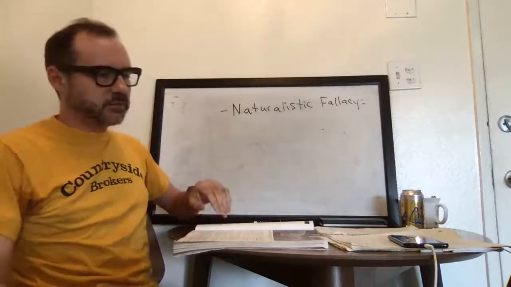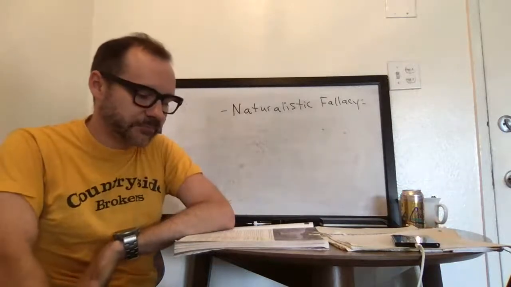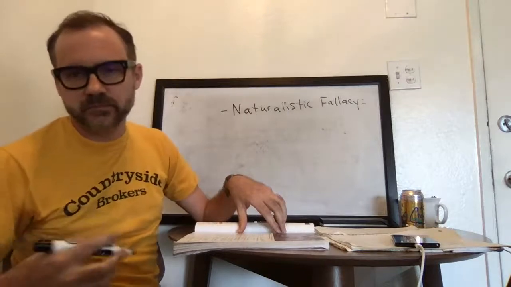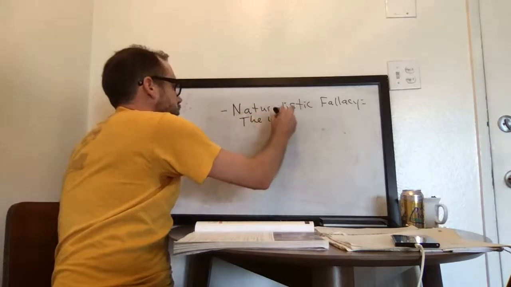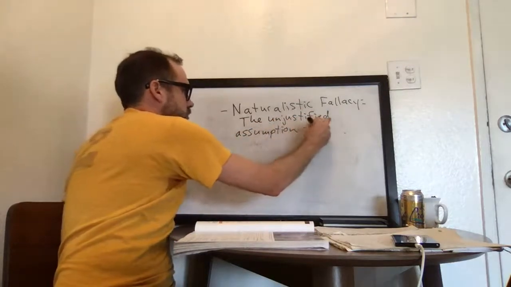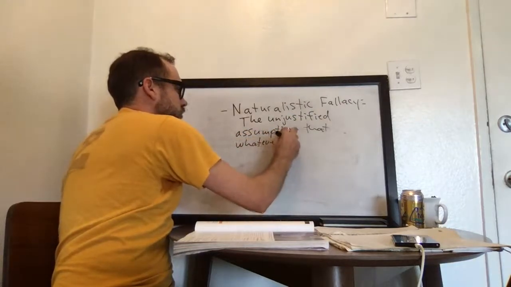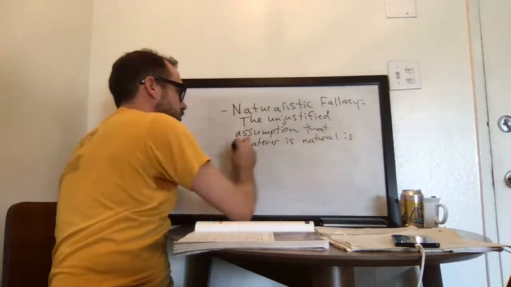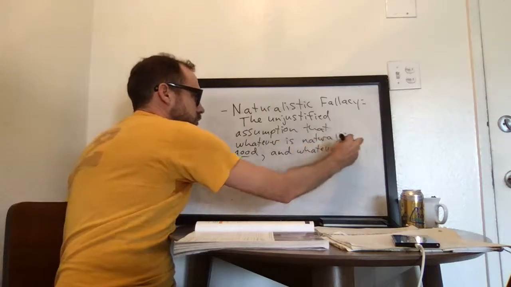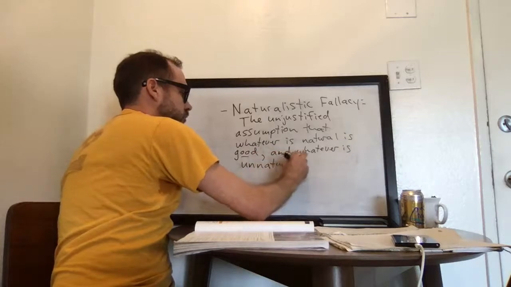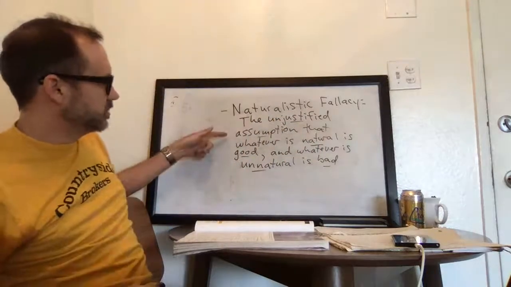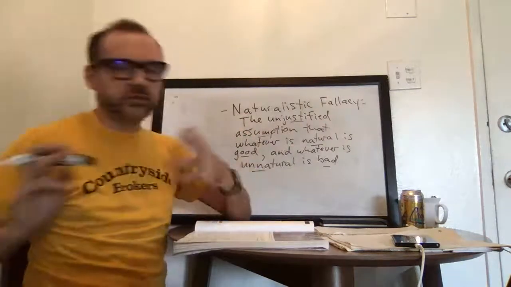Okay, so naturalistic fallacy. This one I think is pretty simple to explain. It's a fallacy that happens based on the unjustified assumption that whatever is natural must be good, and whatever is unnatural in some sense must be bad. Okay, so the unjustified assumption that whatever is natural is good and whatever is unnatural is bad.